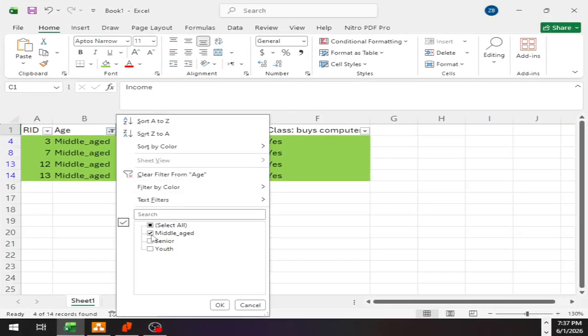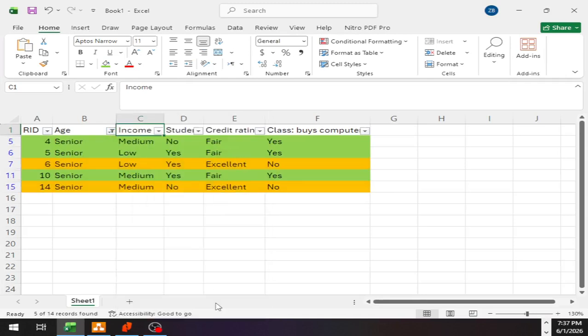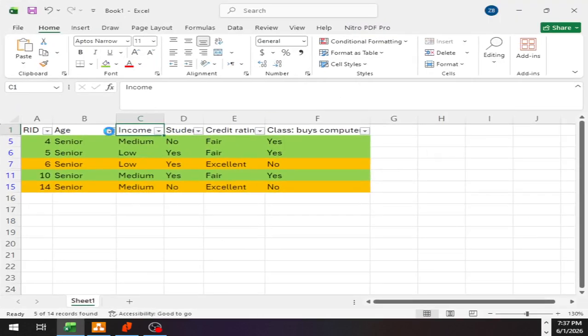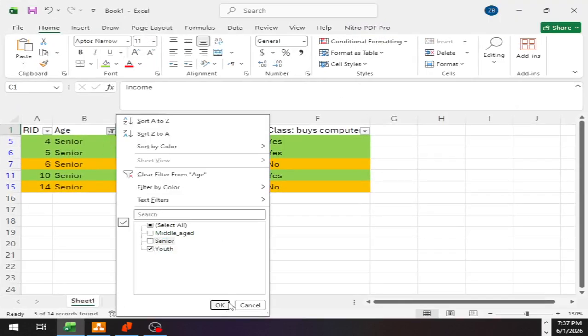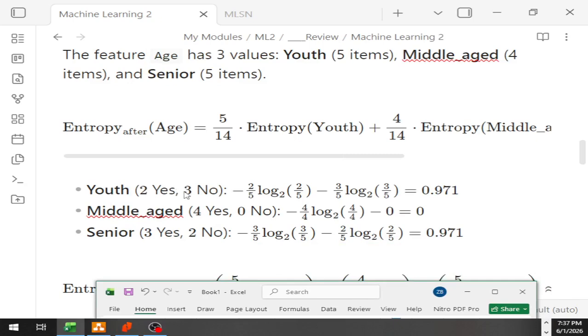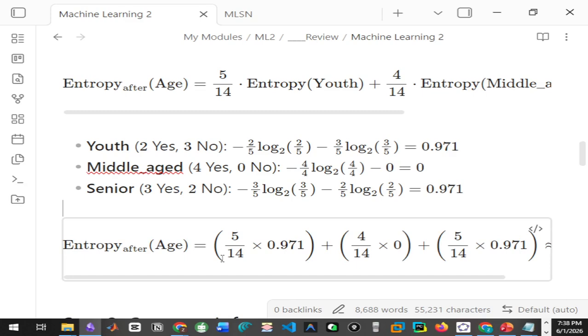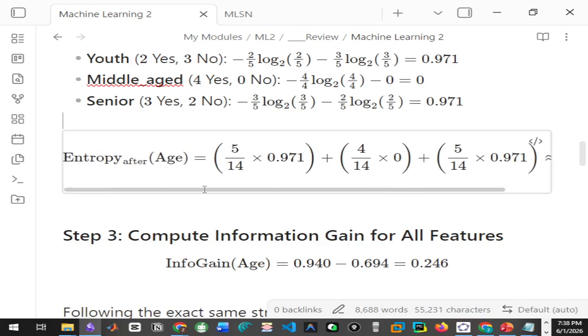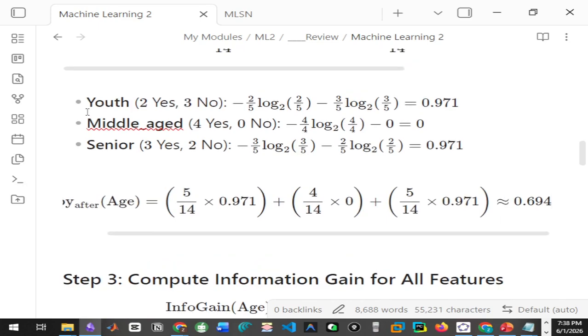We go to senior. We have 5, 2 are no's and 3 are yes. Senior, 3 yes, 2 no's, total is 5. And finally, youth, 3 no's, 2 yes, the total is 5. You measure all the entropies, you apply the calculation here and we end up with the entropy of age.